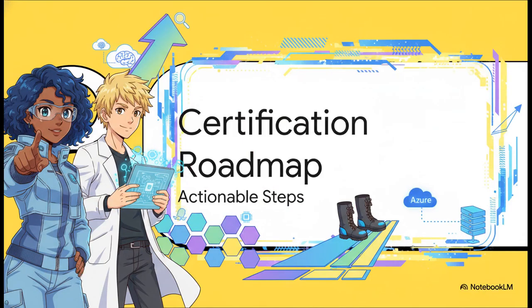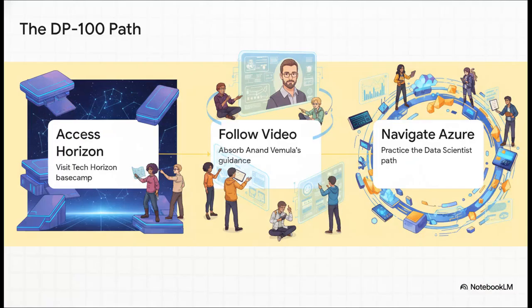And this brilliantly illustrates our next phase. Section 3, the certification roadmap. Okay, we need to move out of that theoretical someday phase and into the tactical reality of actually getting certified. We're treating each of these phases as a very specific milestone you absolutely have to unlock. Step 1, access Tech Horizon. You literally have to establish your base camp and get to the source material. Step 2, follow Anand Vemula's guidance. This is where you actually absorb that expert mentorship.